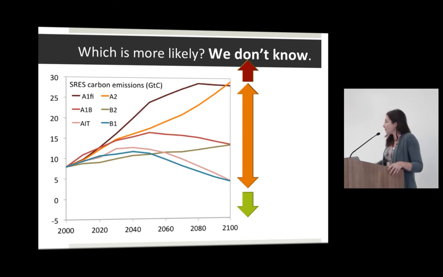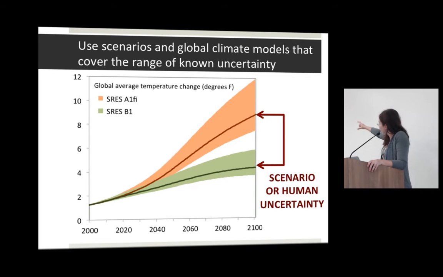What I try to do is I pick a lower scenario and a higher scenario. This is an example of what that looks like. And I pick a range of climate models that give me the uncertainty. So this is the human uncertainty, a lower and a higher scenario.